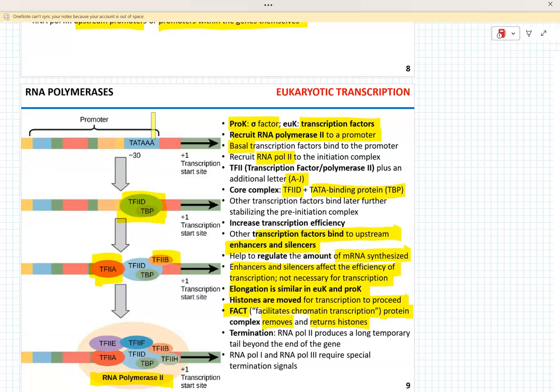The termination of eukaryotic transcription relies on the cleavage of the transcript, leaving a tail beyond the end of the gene, which facilitates the separation of RNA polymerase 2 from the DNA and the release of the transcript from the enzyme. RNA polymerases 1 and 3 require special termination signals within the genes.